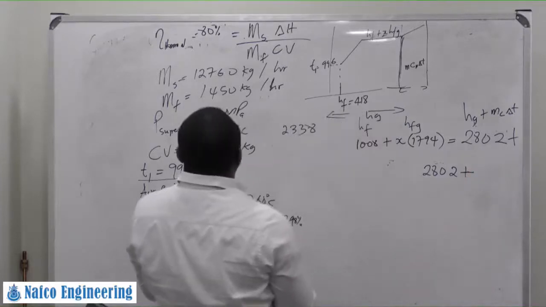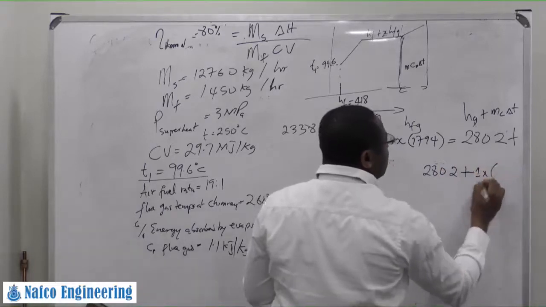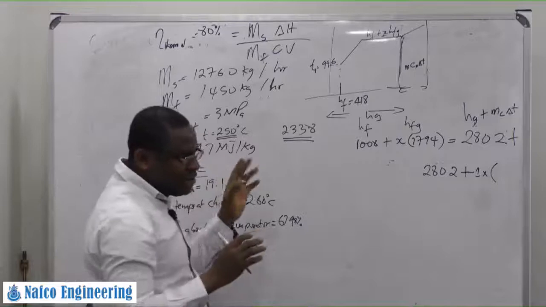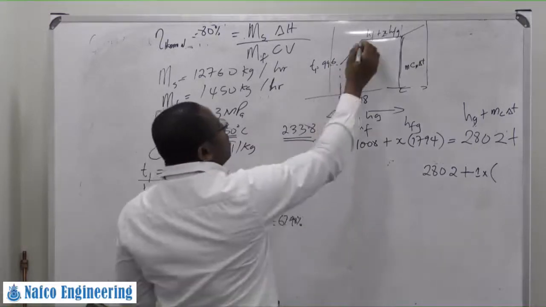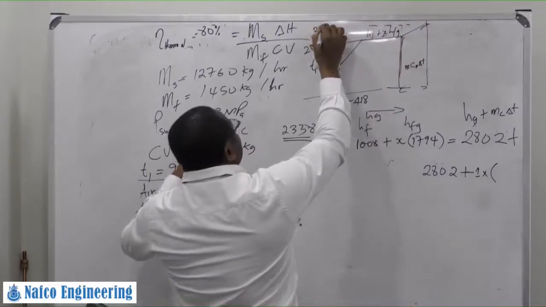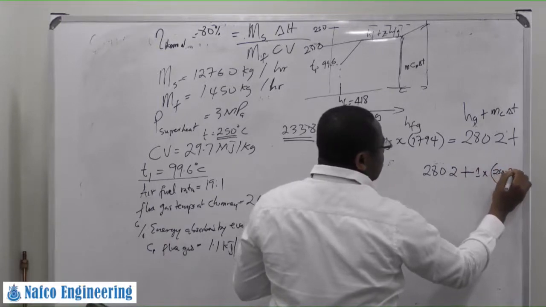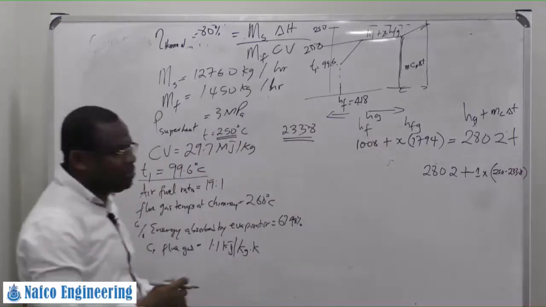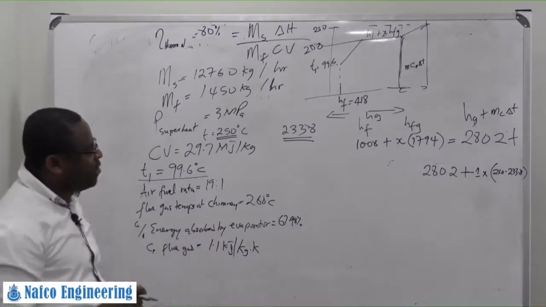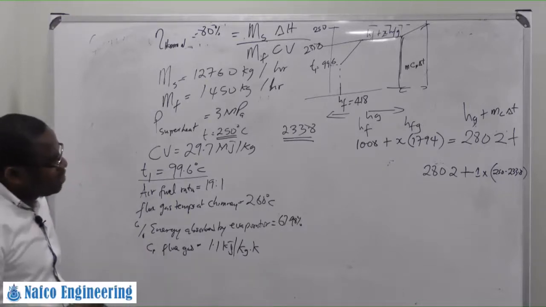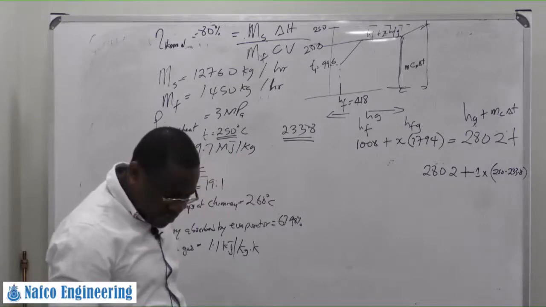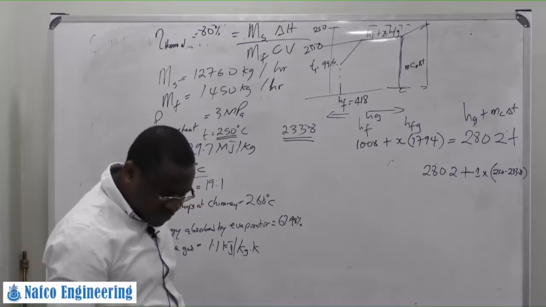which mass are we going to use? 1 kilogram, right? Yes. 1 by the delta T, which we have here. The saturation temperature is 233.8 that we got from the steam table, and when it is superheated, you got 250. So I have 250 minus 233.8. It's okay, right? All right, so let's calculate. 250 minus 233.8 equals that.